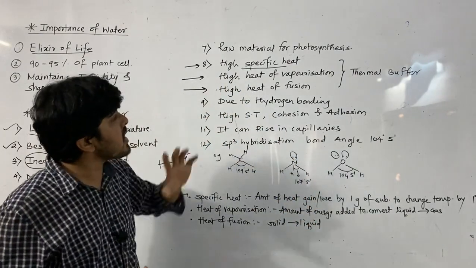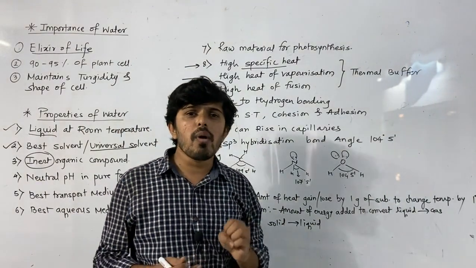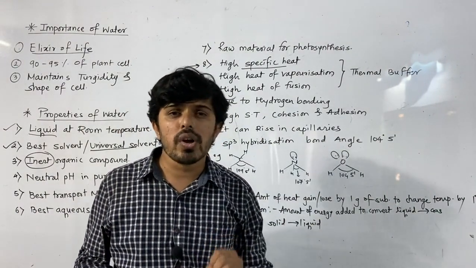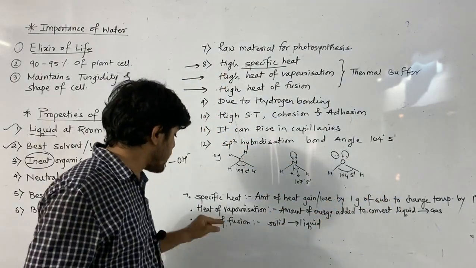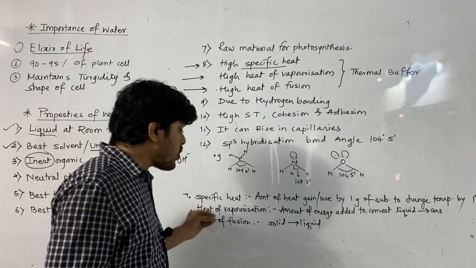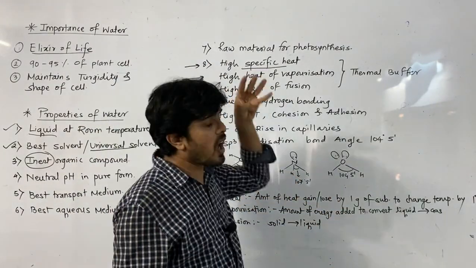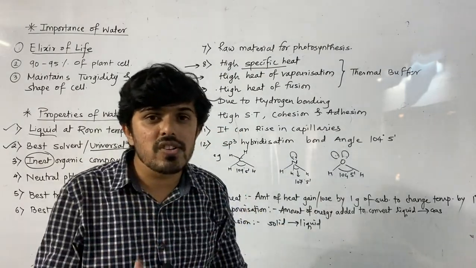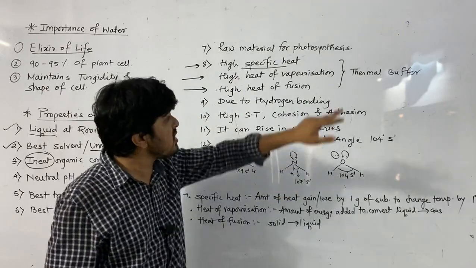The second term is high heat of vaporization. Vaporization is the amount of energy required to convert a liquid compound into gaseous form. Water has it in high quantity. Heat of fusion is the amount of heat required to convert solid into liquid. So water has all three high terms. So water is stable at normal temperature, hence it is a thermal buffer. Water is inert and it is a thermal buffer.